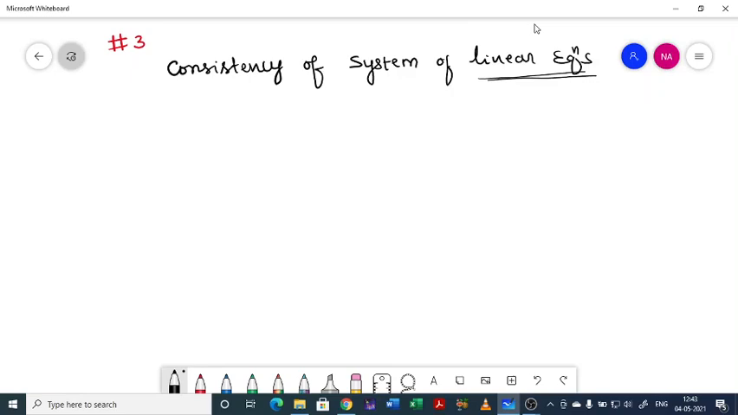Linear equations: any equation in which all the dependent variables and independent variables occur in a single degree, or degree 1. If every term has degree 1, then it is a linear equation. Here we consider linear equations like this.